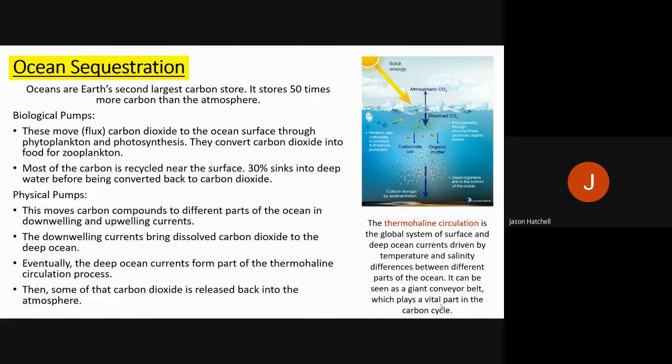Now, remember, just briefly, the thermohaline circulation process is the global system of surface and deep ocean currents driven by temperature and salt quantity between different parts of the ocean. It's like a giant conveyor belt around the world of where warm and cold ocean currents lie and where the general circulation process of the ocean is. And that plays a really huge role in carbon stores and the carbon cycle, because that is impacting where the carbon moves, where it evaporates, and so on.